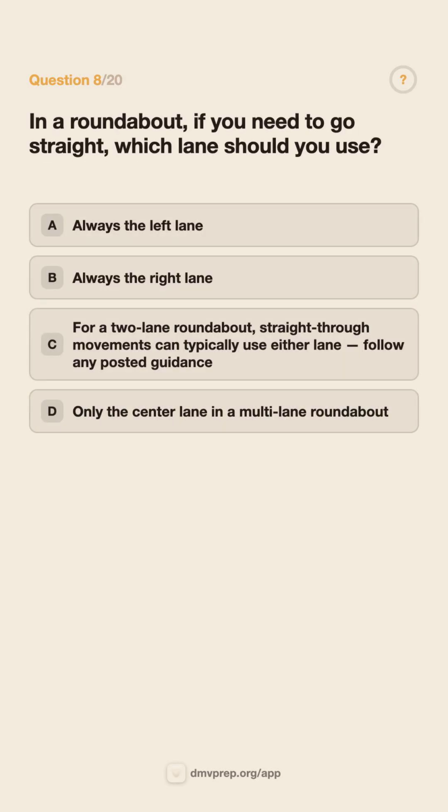Question 8. In a roundabout, if you need to go straight, which lane should you use? A. Always the left lane. B. Always the right lane. C. For a 2-lane roundabout, straight-through movements can typically use either lane, follow any posted guidance. D. Only the center lane in a multi-lane roundabout.